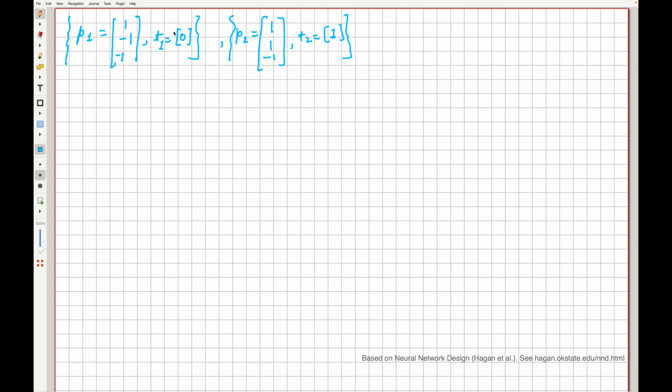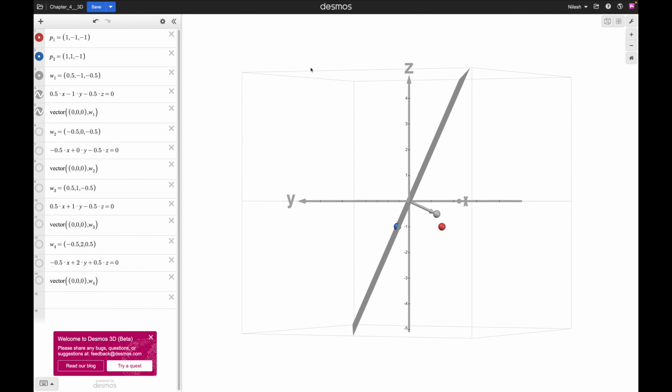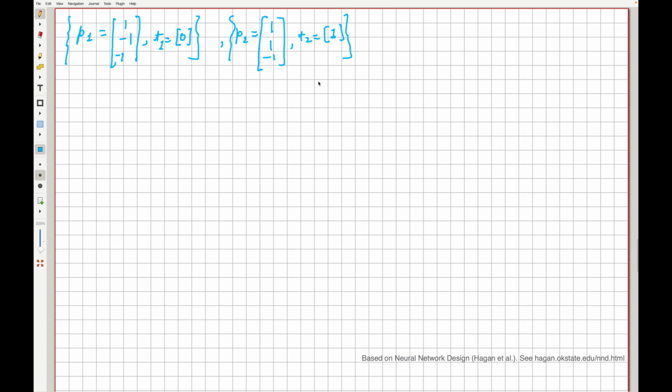If we try to plot these, this is how we plot it. And before we look at the plot, let's also see what values we have for W. We are going to use a W value of 0.5, minus 1, minus 0.5, three values because we are in 3D this time, and the value for bias B is simply 0.5.